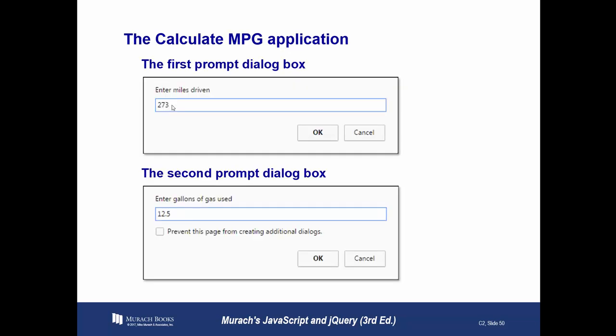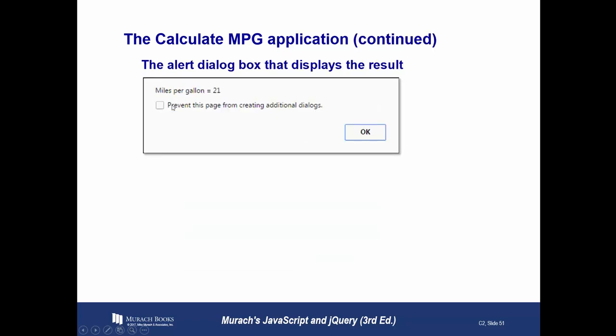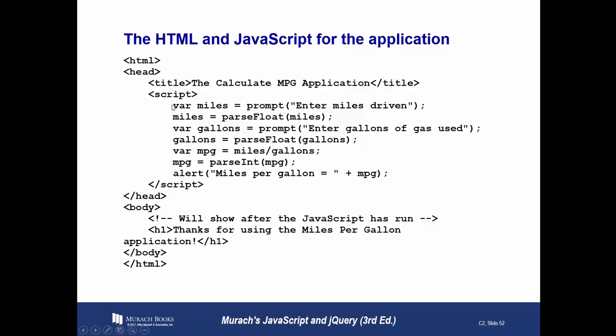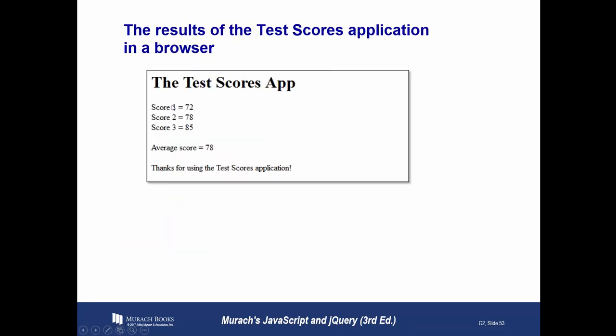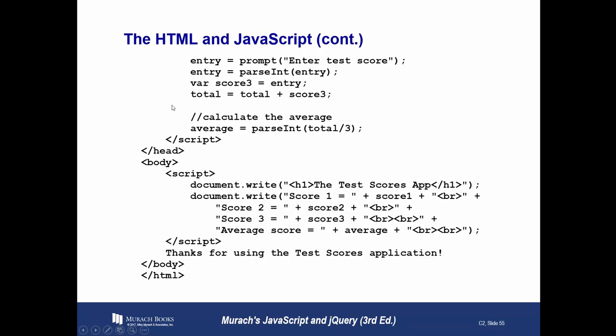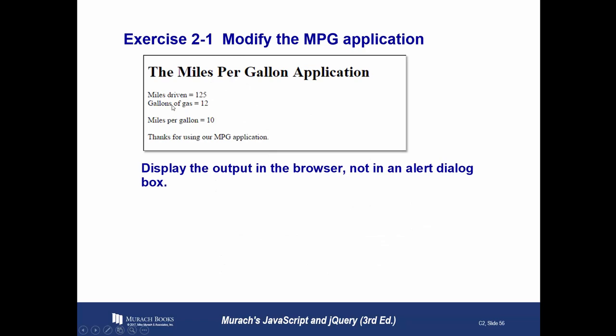Here's that calculate MPG program. That was our first dialog box. That was our second dialog box. And that was our alert. So they give you the code. It's pretty much the same code we just used. But this one, here's another example where you enter 3 test scores, and it shows you the average score. There it is. A little more code.